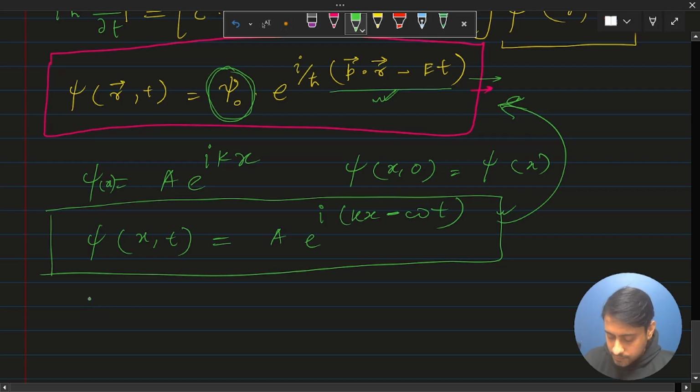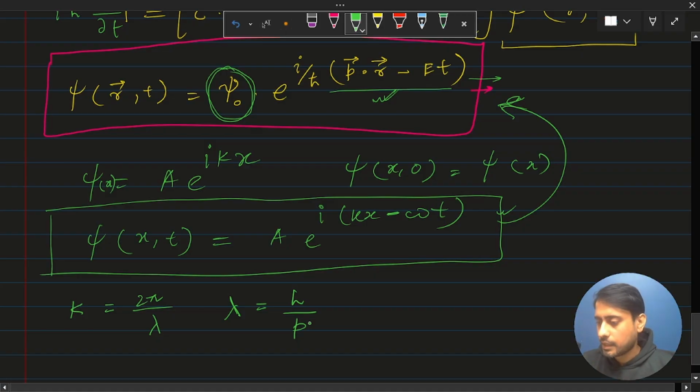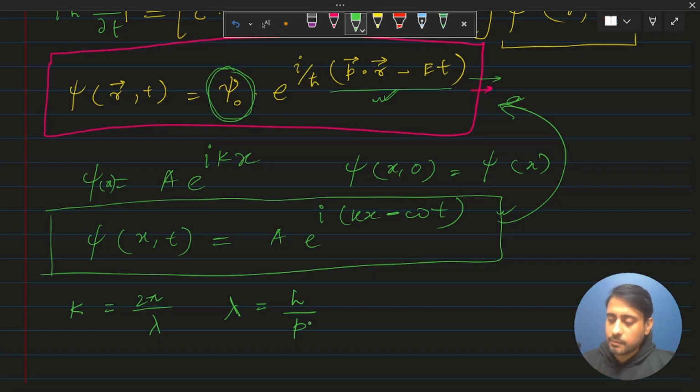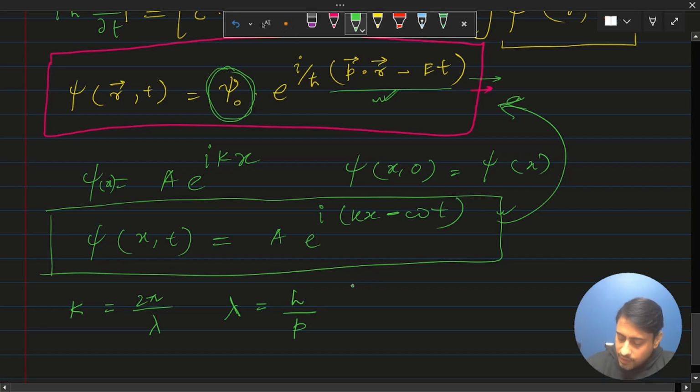For one dimension, you know that k is the wave number, 2 pi over lambda. And you know that from de Broglie's hypothesis, lambda is equal to h upon p, wave particle duality. A wave can behave like a particle, and sometimes a particle can behave like a wave in the microscopic world. So if I replace this lambda with h over p, then k, which is 2 pi over lambda, can be replaced by 2 pi p over h.